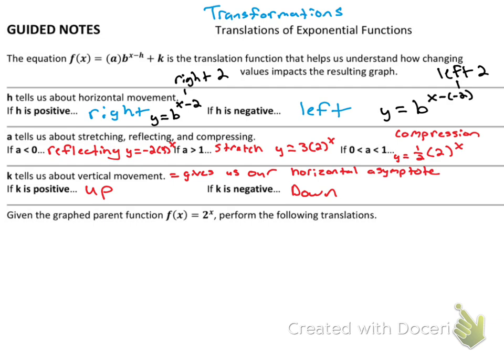It's going to compress. Then, k gives us our vertical movement. It gives us our horizontal asymptote. If k is positive, it's moving it up. If k is negative, it is moving it down.